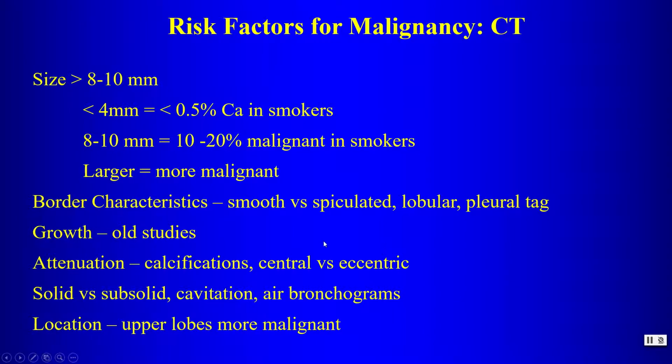Border characteristics, again, no surprise: spiculated borders, lobular lesions, pleural tags, these all increase your suspicion for malignancy. Growth, and for this you need to compare with prior studies. Of course, if the nodule has gotten larger, you are going to be suspicious for malignancy. Attenuation. Remember, central calcification is associated with benign lesions. However, if the calcification is eccentric, that can be associated with malignancy.